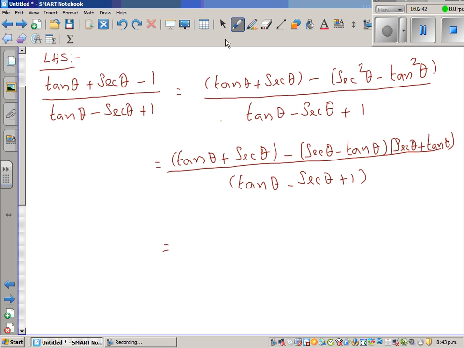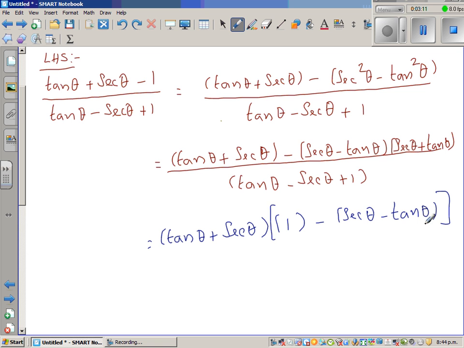Tan theta plus sec theta is common, so I'll change color. If I factor out tan theta plus sec theta, I have 1 minus (sec theta minus tan theta). Now slowly, I hope you can see what's developing. This is over tan theta minus sec theta plus 1.